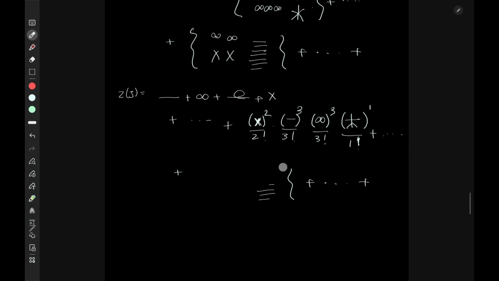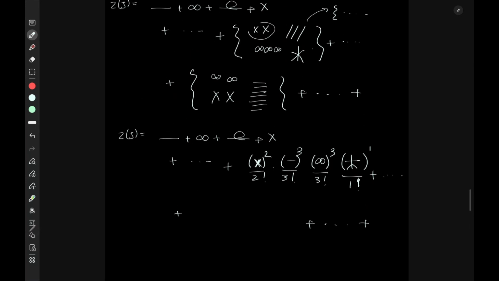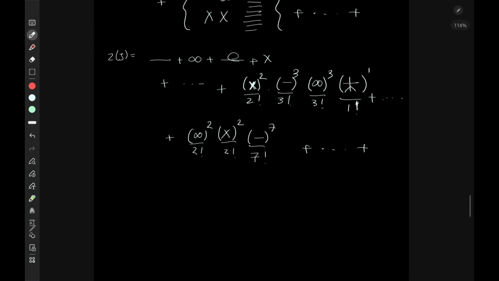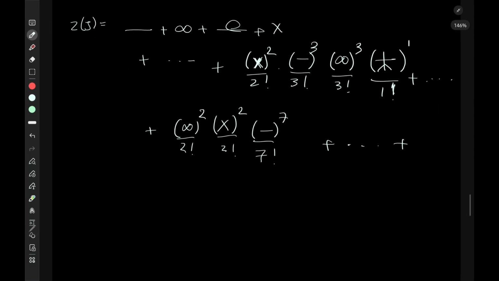So this is the type of diagram, plus there are others like this. And similarly, this diagram, which is also a type of diagram in the expansion, is of this form: infinity square over 2 factorial, x square over 2 factorial. Again, these are symbols, not literal infinities. Line to the power 7 over 7 factorial, and so on. Okay, now the claim is as follows.